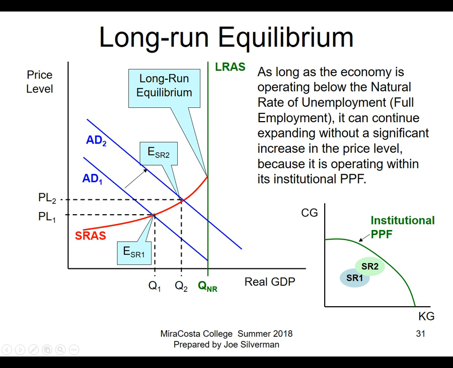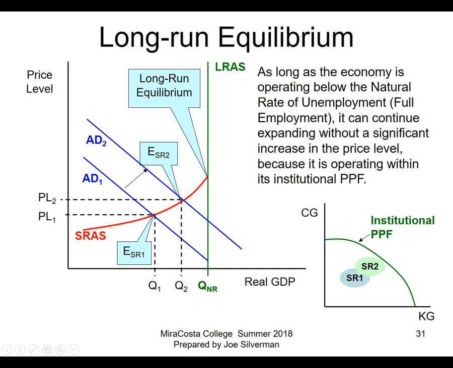All right, let's see. Long run equilibrium. So let's talk a little bit about what happens when we get to the long run equilibrium and how the economy can be in an economic boom. So imagine we're over here, this is our equilibrium, ESR1. Q1 is a level of real GDP, PL1 is a price level. Imagine that we get an increase in aggregate demand. Imagine that as a result of this increase in aggregate demand, we go over here to Q2. And because our short-run aggregate supply curve is upward sloping, we also see an increase in the price level.